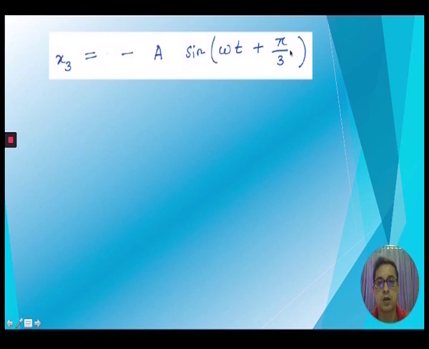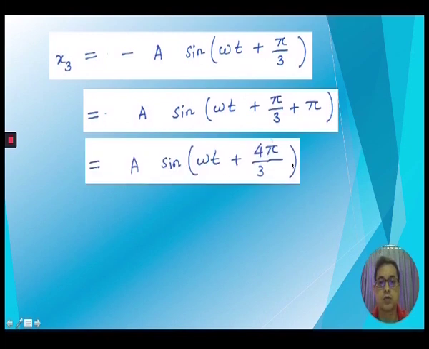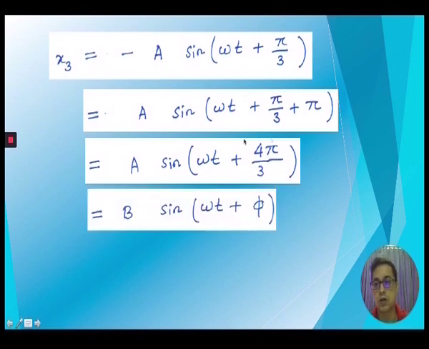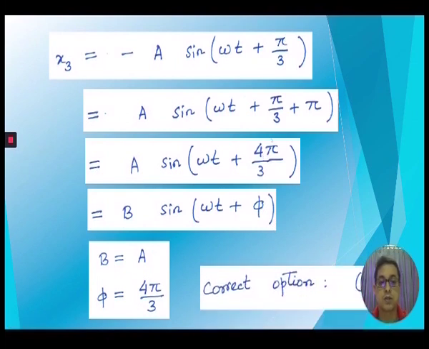If you just add a pi there, plus pi there, this is what you are going to have. So the final expression would turn out to be like this. Now x3, in the original question, turned out to be b sin omega t. If you compare these two expressions, immediately you can see that a is equal to b is equal to a, and phi is equal to 4 pi by 3. So the correct option is once again B.